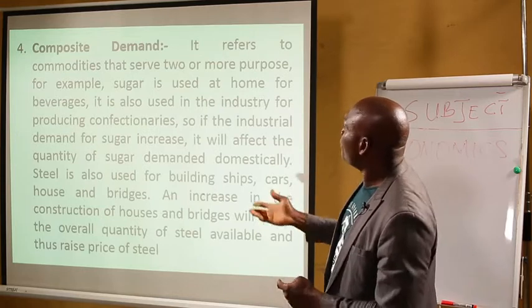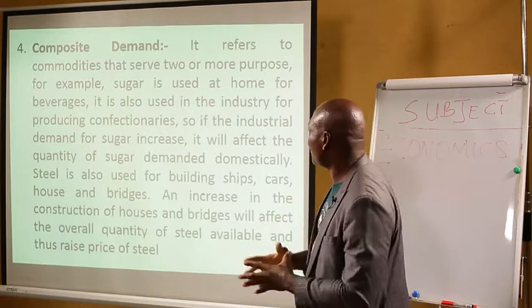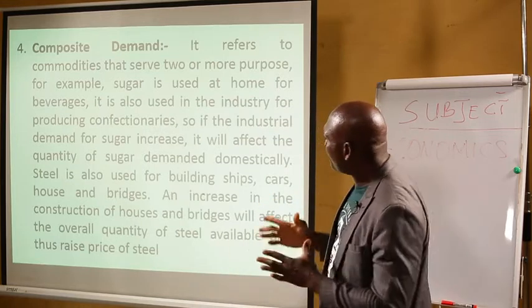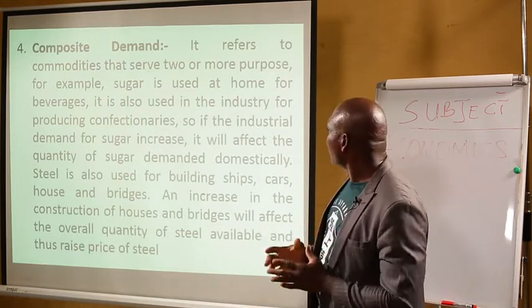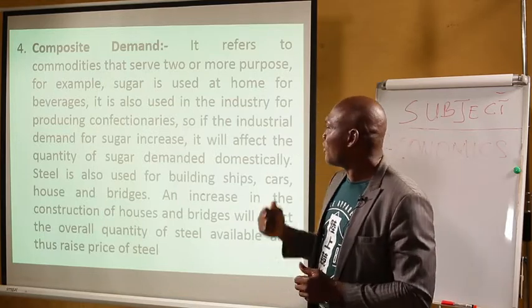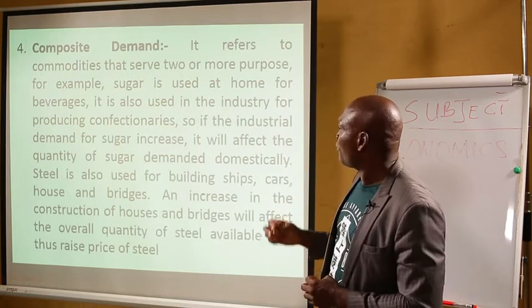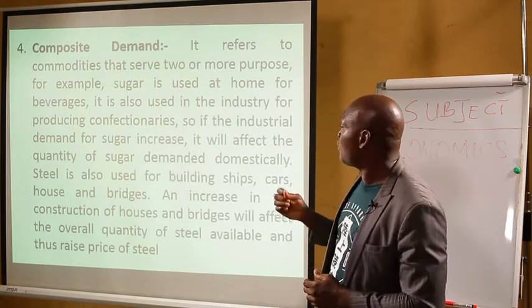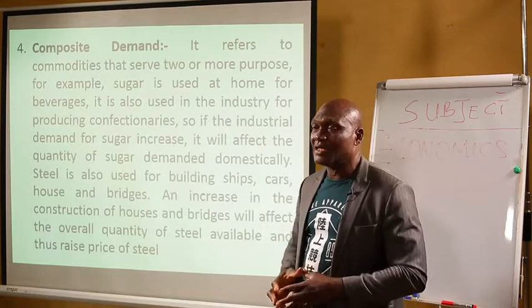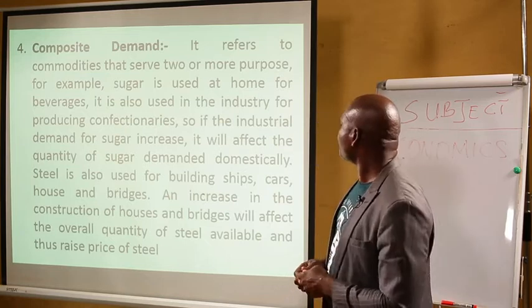So it is used at home for beverages. It is also used in the industry for producing confectioneries. So if the industrial demand for sugar increases, it will affect the quantity of sugar demanded domestically. Remember, when we are talking about domestic, we are talking about home.